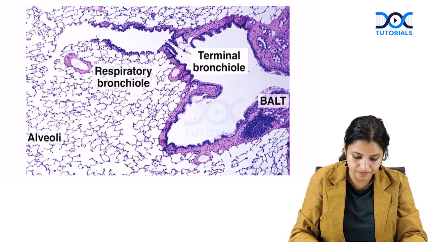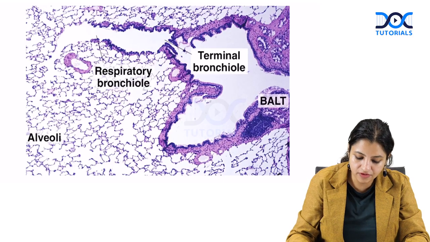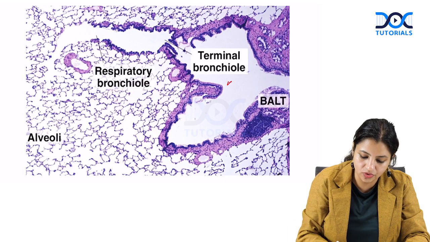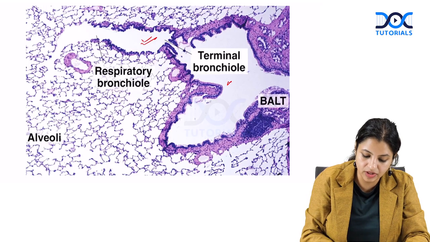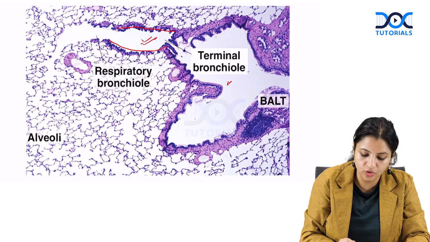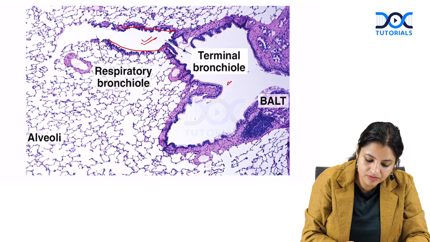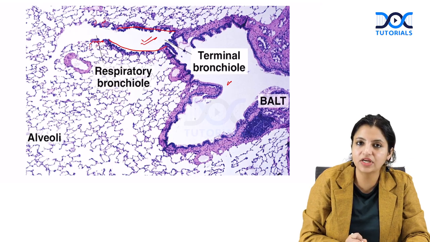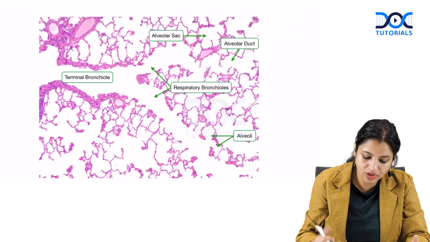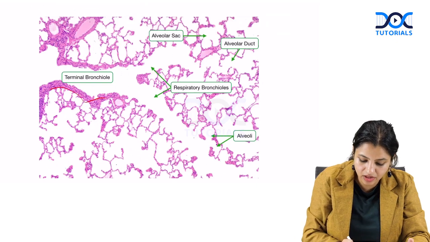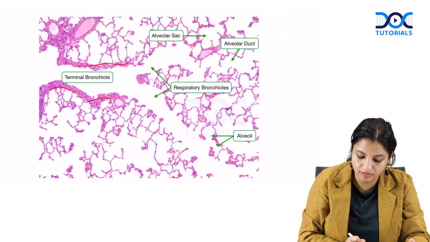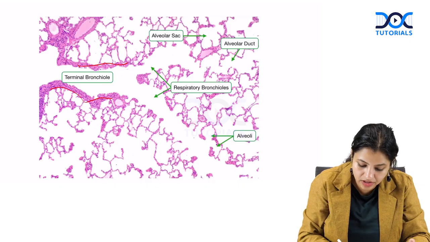Let's look at the diagram. If you look at this, this is your terminal bronchiole which is coming. It has a columnar to cuboidal lining. Once the lining becomes thinner and it starts becoming attached to the alveoli, you know that we are turning into a respiratory bronchiole. Let's look at a better diagram. You can see this thicker wall coming out here. This is your terminal bronchiole. As soon as it opens here, the wall becomes thinner and it starts opening into the alveoli.